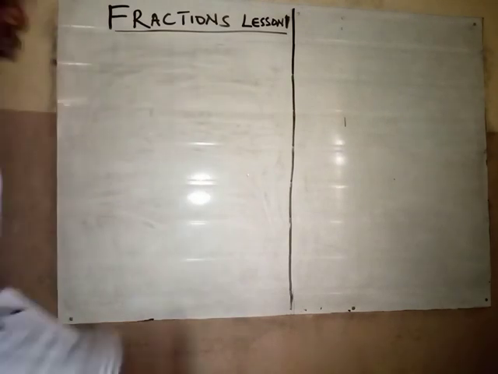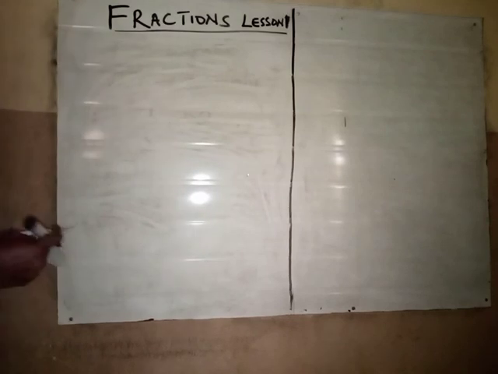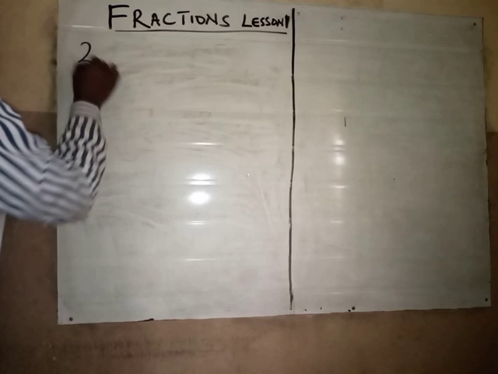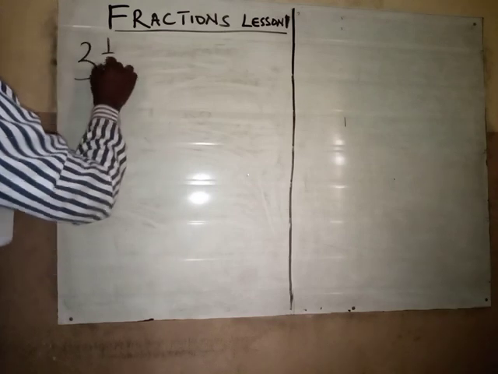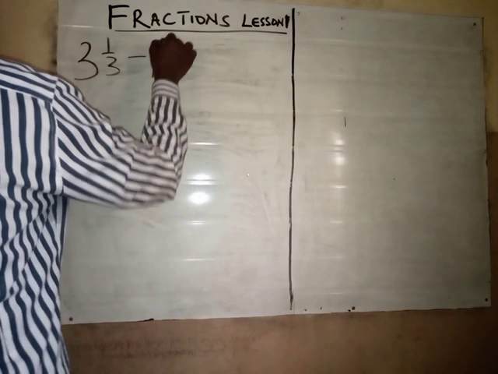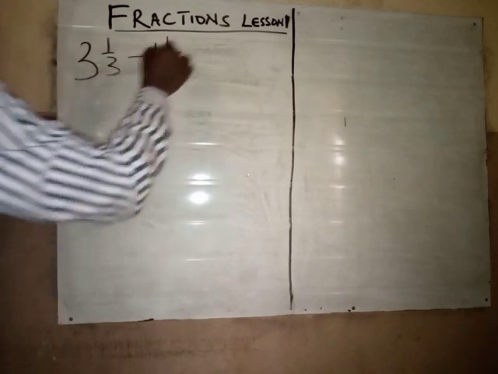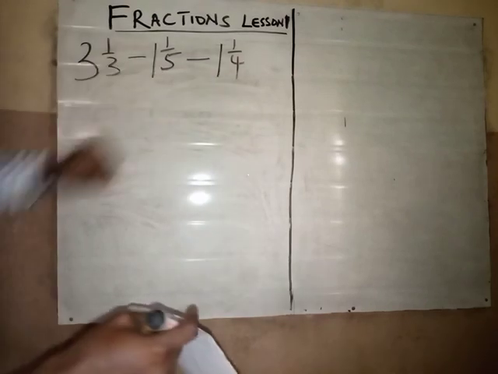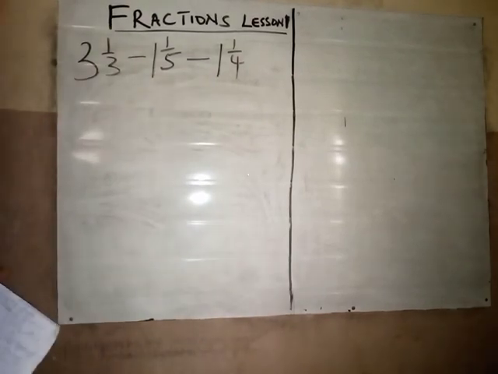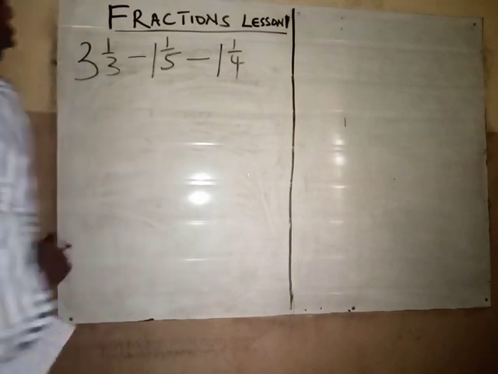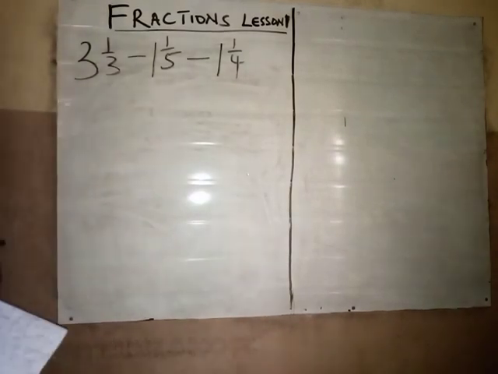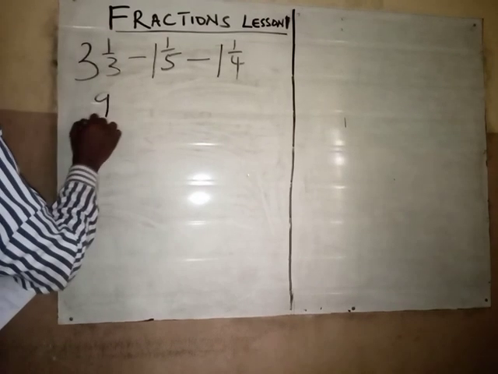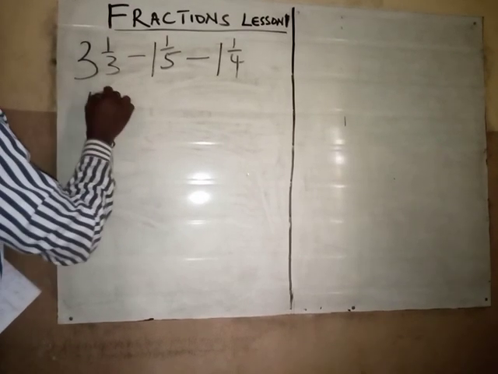Let us take one or two questions and see how we can go about it. If you have something like 3 whole number 1 over 3 minus 1 whole number 1 over 5 minus 1 whole number 1 over 4. In this type of simplification of fractions, the first step is to convert all the whole fractions to improper fractions by multiplying, say 3 times 3, 9 plus 1, 10. So 10 over 3.